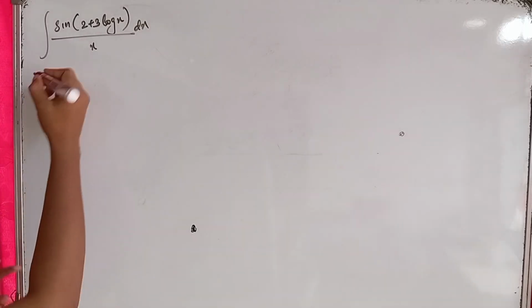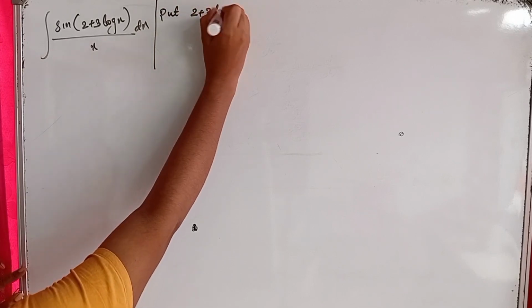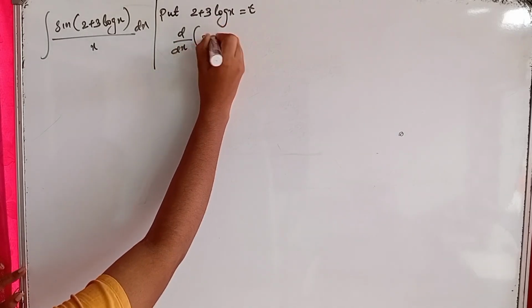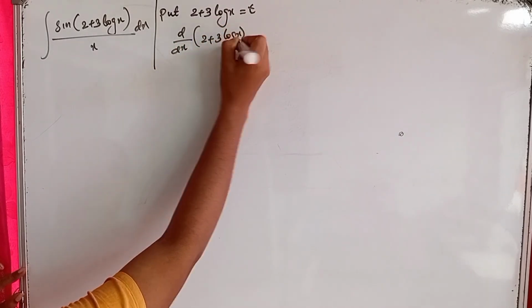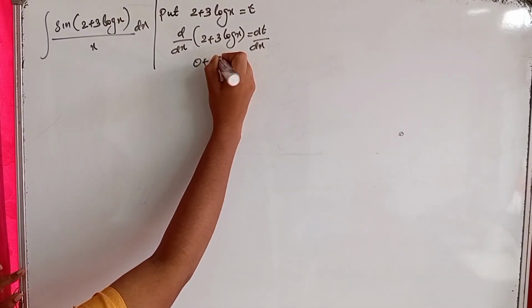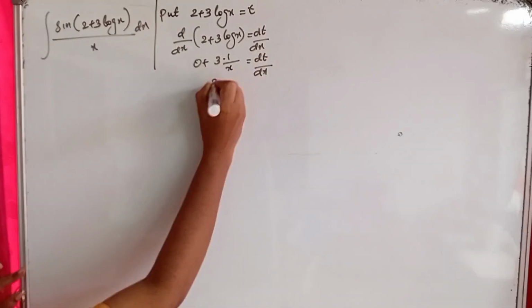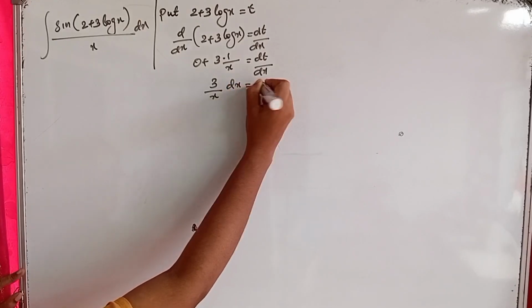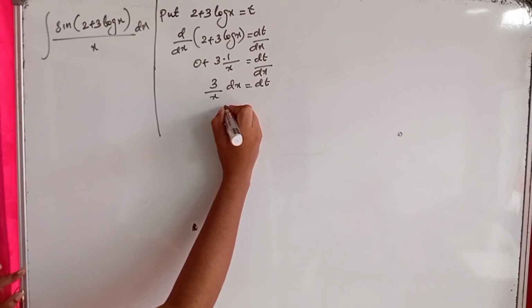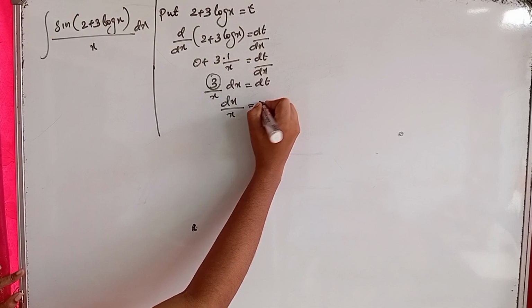The next question, integrate the function sine of 2 plus 3 log x by x dx. Here we put 2 plus 3 log x equal to t. Now differentiate both sides with respect to x. We know that 2 is a constant, so its derivative is 0. And the derivative of 3 log x is what? 3 into the derivative of log x, that is 1 by x. So the left side becomes 3 by x equal to dt by dx, that is 3 by x dx equal to dt. Now we transpose 3 to the right side. So this becomes dx by x equal to dt by 3.